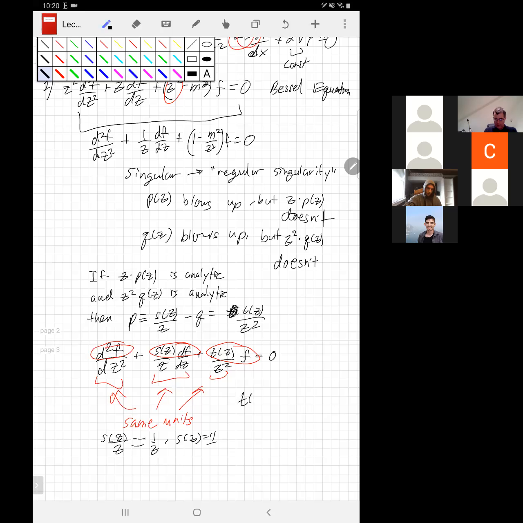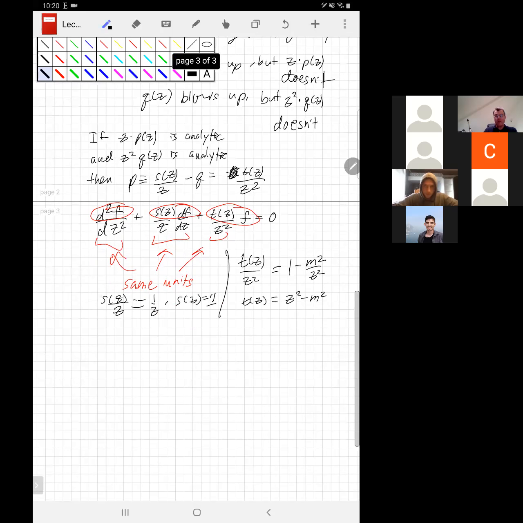On the other hand, T of z over z squared would be equal to 1 minus m squared over z squared. So T of z would be z squared minus m squared. Hang on to that. That's going to matter. You don't have to memorize it for the Bessel function. T is z squared minus m squared.